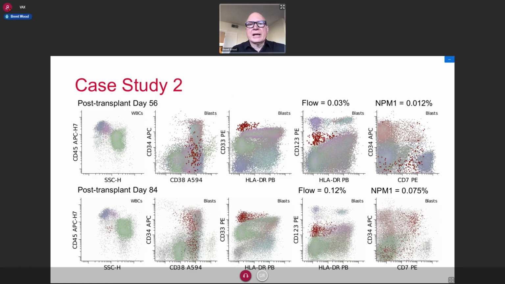Well, this is what happened to the patient. Day 56, that same population of cells now begins to make a reappearance by flow cytometry at a level of about 0.03%. The level seen by next-generation sequencing is also now increasing to 0.012%. By day 84, the population is expanded by both flow and next-generation sequencing. The patient is headed towards early relapse. Next slide.